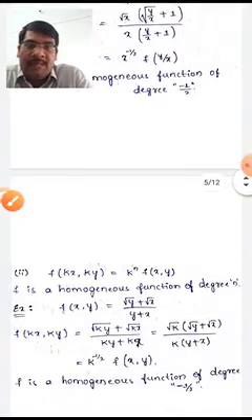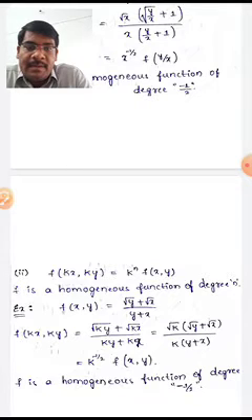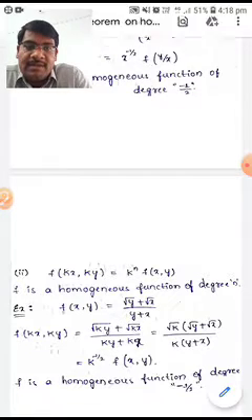Similarly, suppose we take f of kx comma ky, which should equal k power n f of x comma y. Here f of kx comma ky is equal to root ky plus root kx divided by ky plus kx. Here root k is common, and in the denominator k is common, so that is equal to k power minus 1 by 2 f of x comma y.